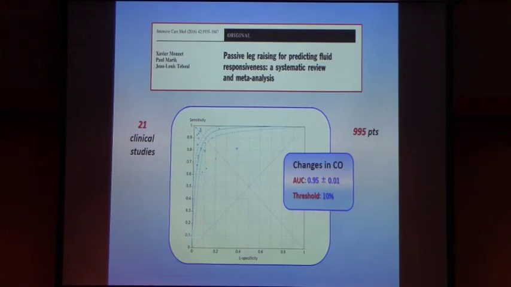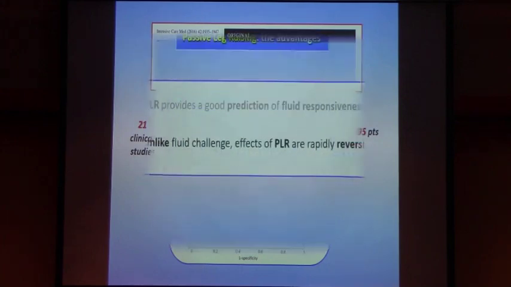And what we found is that the changes in cardiac output during PLR were well predictive of fluid responsiveness, with an area under the ROC curve now of 0.95. It is totally different from CVP, for example. And the threshold value was 10%. We are fortunate to find 10% because 10% is easy to remember.